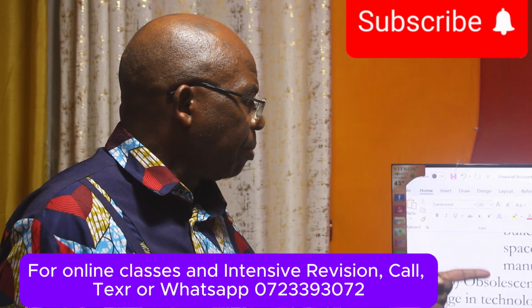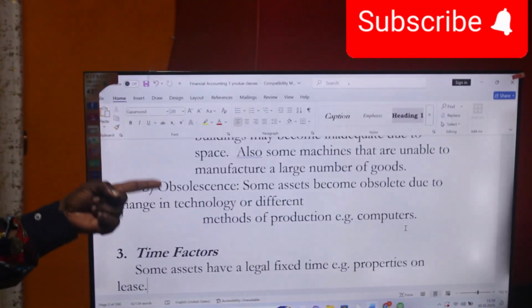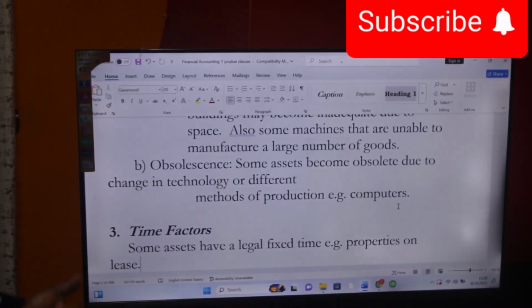Obsolescence. Some assets become obsolete due to changes in technology or different methods of production, e.g. computers.